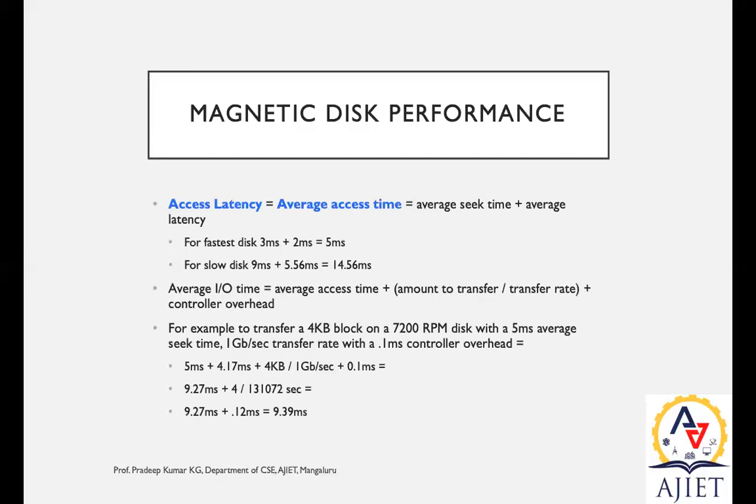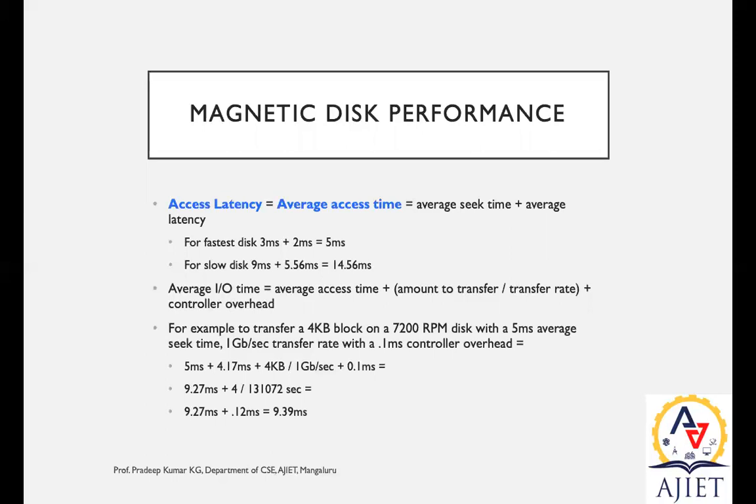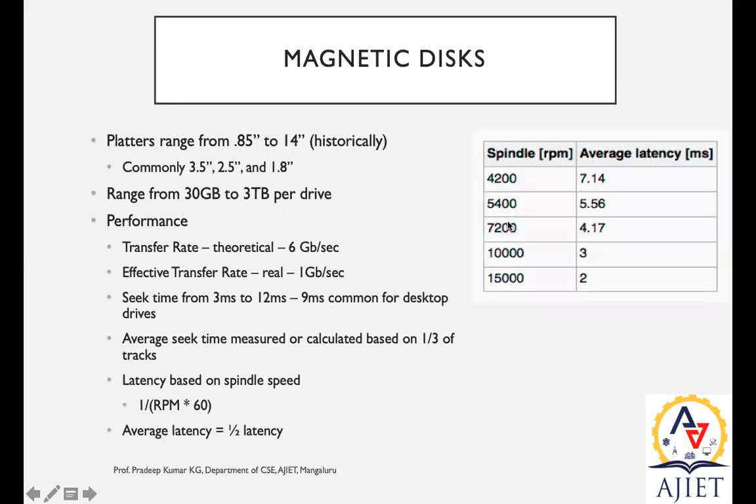So how is this performance measured? We have seen some of the formulas. Performance is measured based on these terminologies: transfer rate, effective transfer rate, seek time, average seek time, and latency. Access latency is calculated as the average seek time plus the average latency. Access latency is nothing but the average access time. To calculate this, we need to know the average seek time, from 3 to 12 milliseconds, 9 milliseconds in general, plus the average latency based on this particular rotation.